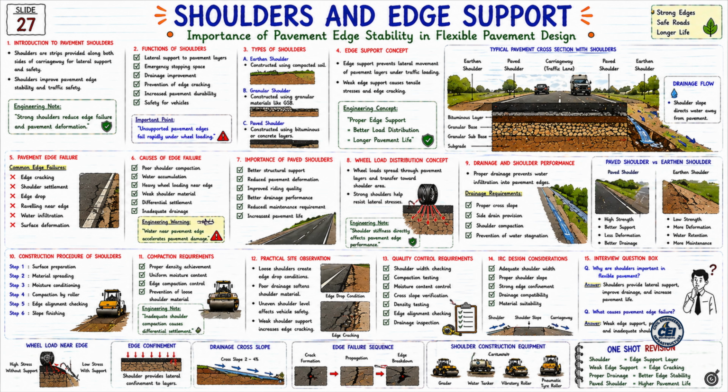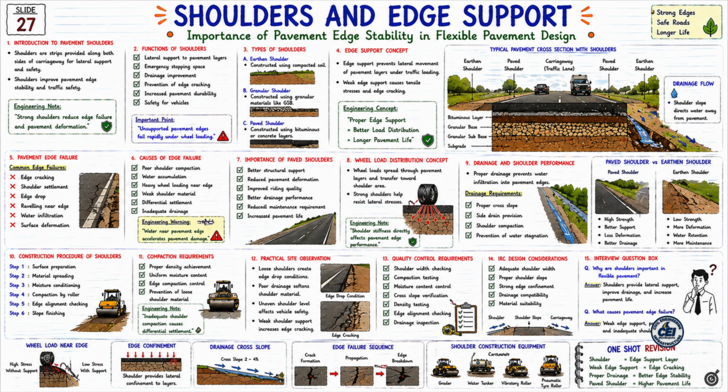Now let us look at the 8th topic. 8. Wheel load distribution concept. Wheel loads pass through pavement layers. Stress transfer takes place towards the shoulder area. Strong shoulders resist lateral stresses. See the engineering note below. Shoulder stiffness directly affects pavement edge performance. And this is the reason why shoulder quality is very important.